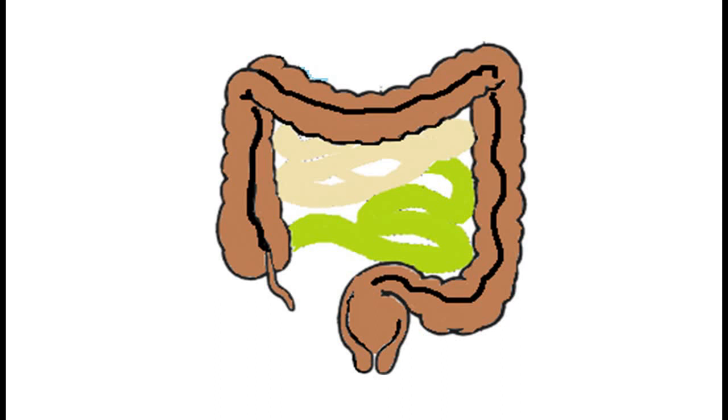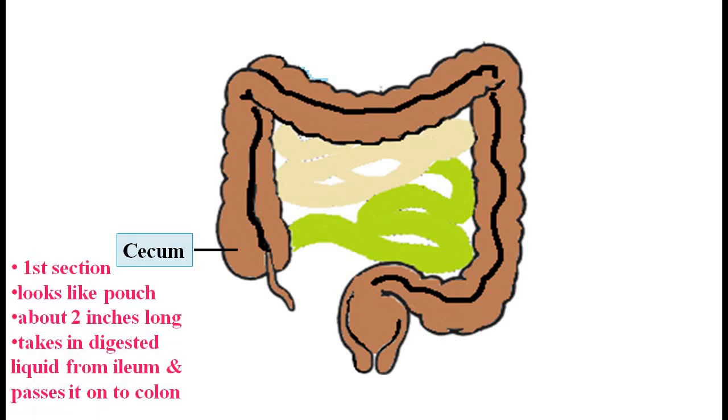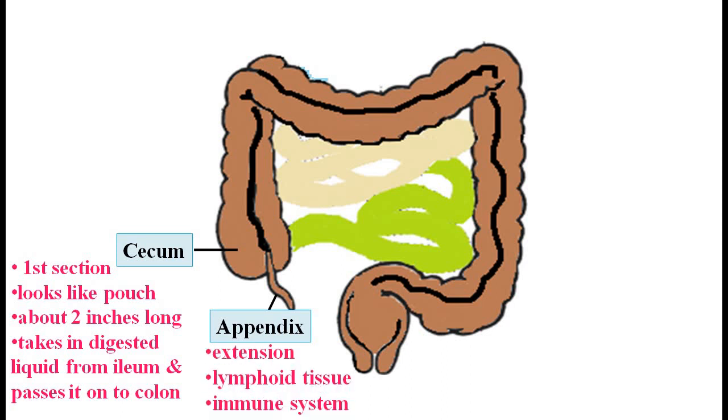Let's discuss the different segments of large intestine. Cecum. It's the first section of large intestine. It looks like a pouch and is about 2 inches long. It takes in digested liquid from ileum and passes it to the ascending colon. Cecum has an extension called appendix. Appendix contains abundance of lymphoid tissue and may function as part of immune system.